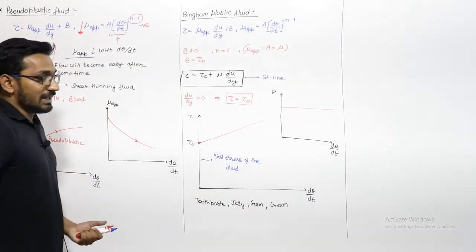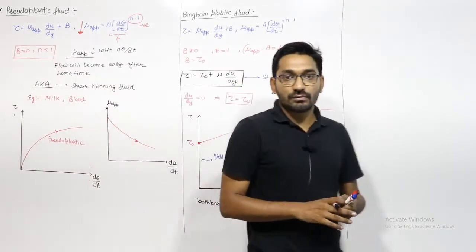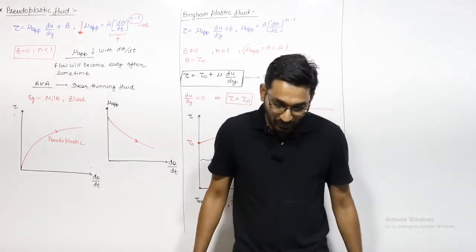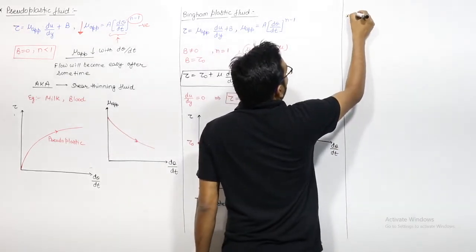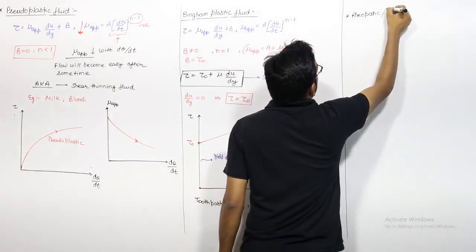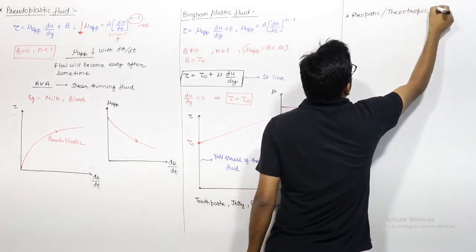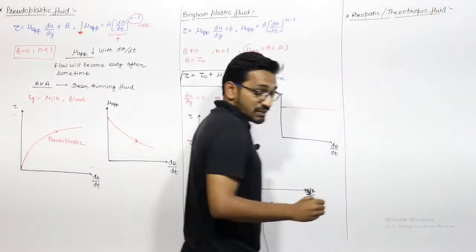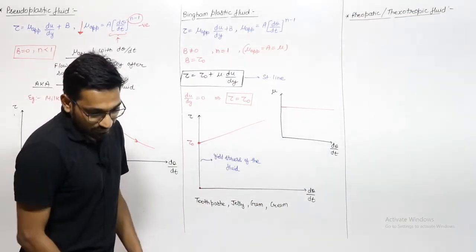Now, these are the three examples of non-Newtonian fluids in which viscosity is not a function of time, right? Now, let us discuss rheopectic or thixotropic fluid. We will discuss these two types of fluid in which viscosity is a function of time.